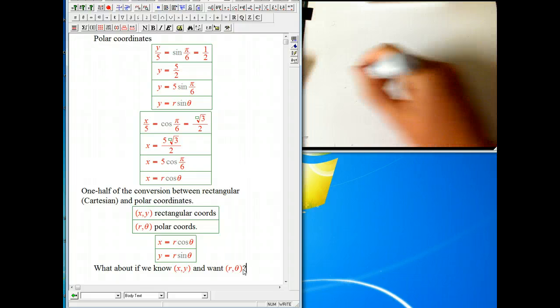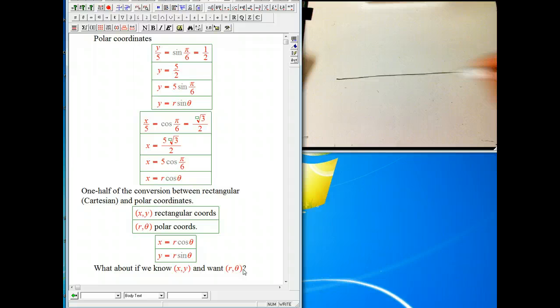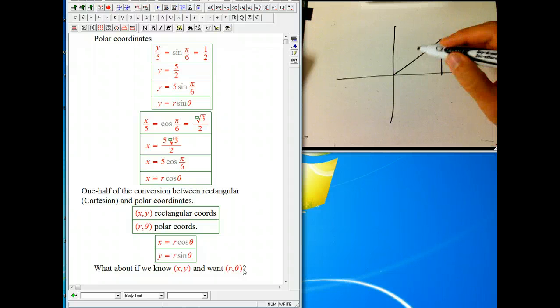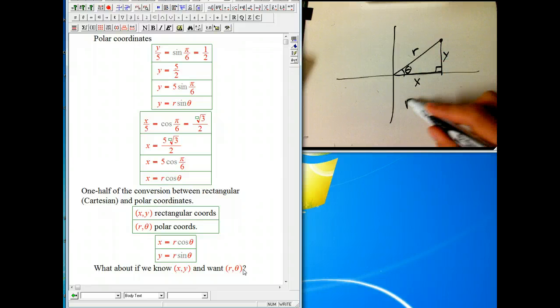So let's draw a picture again. Okay. Here's our point. And we know this distance, r. We know this side and this side. And we want to get this side, and we want to get the angle. Okay. So I want you to think about that. R equals, what does R equal for a minute?